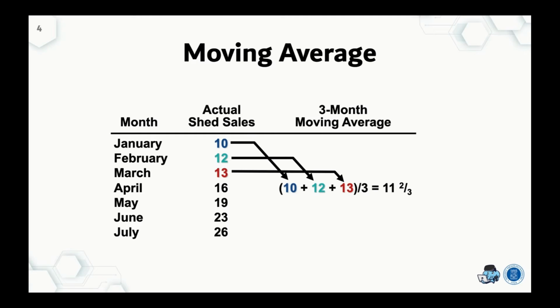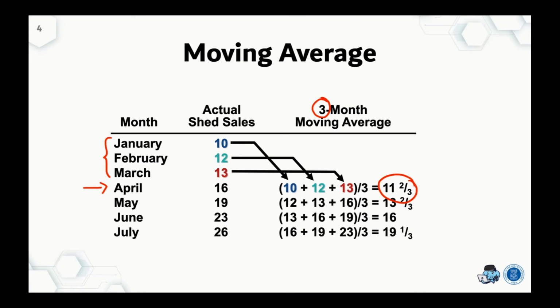Here is another example of the moving average. When we use n constant of 3, we call it a 3-month moving average. Say we want to forecast the demand in April. We use the data from January, February, and March. Since we use a 3-month moving average, we average those 3: 10 plus 12 plus 13, giving 11 2/3. So 11 2/3 is the forecast for the month of April.